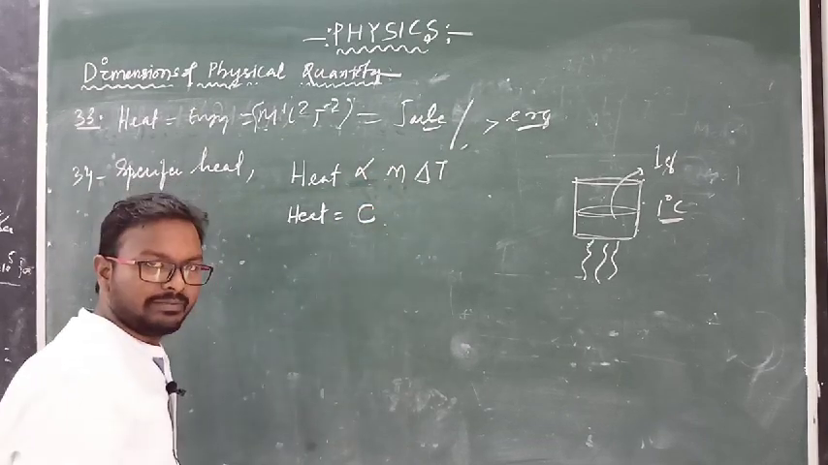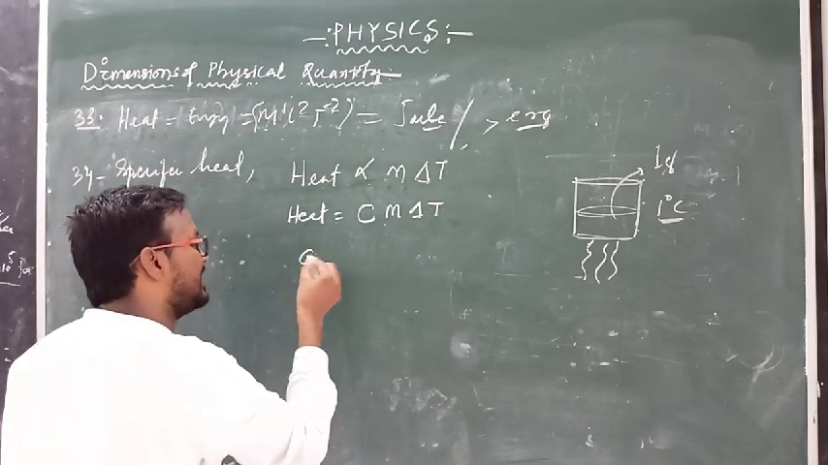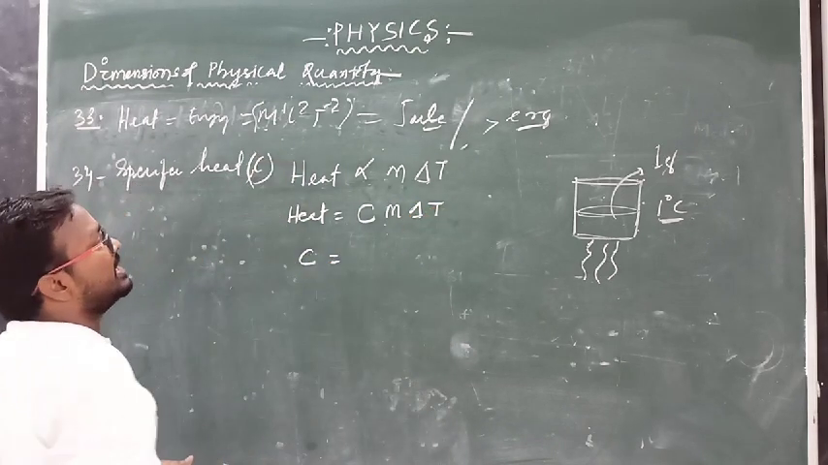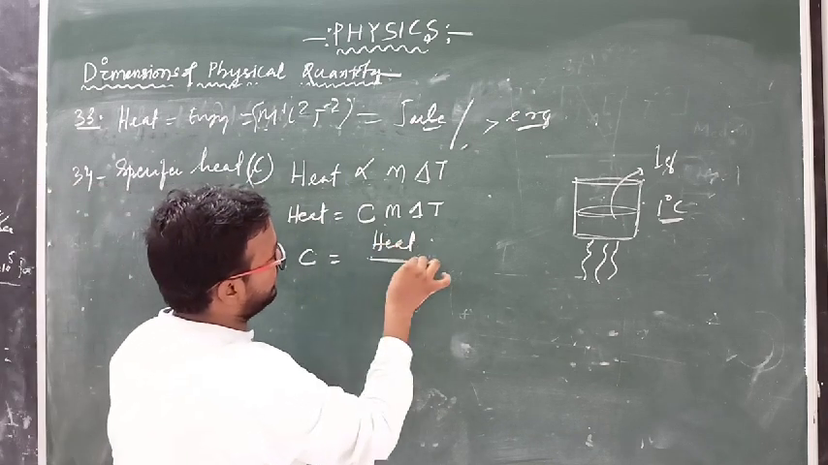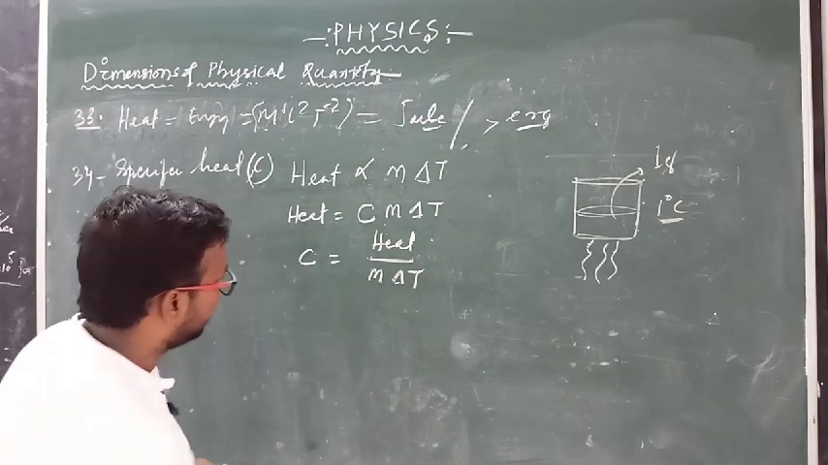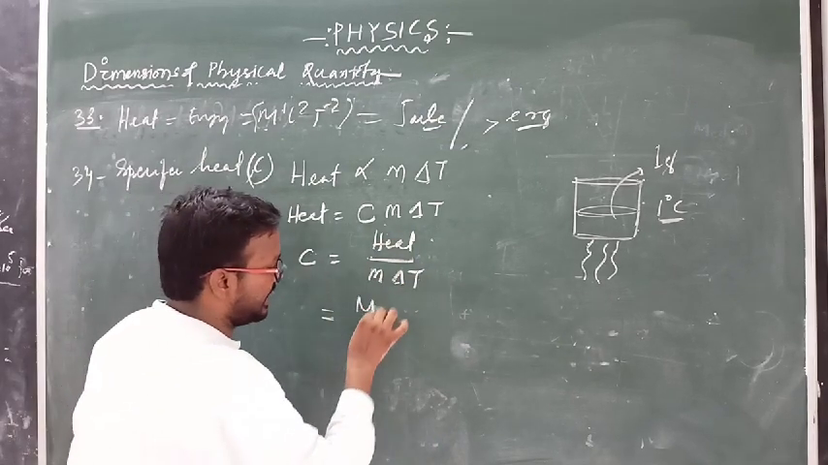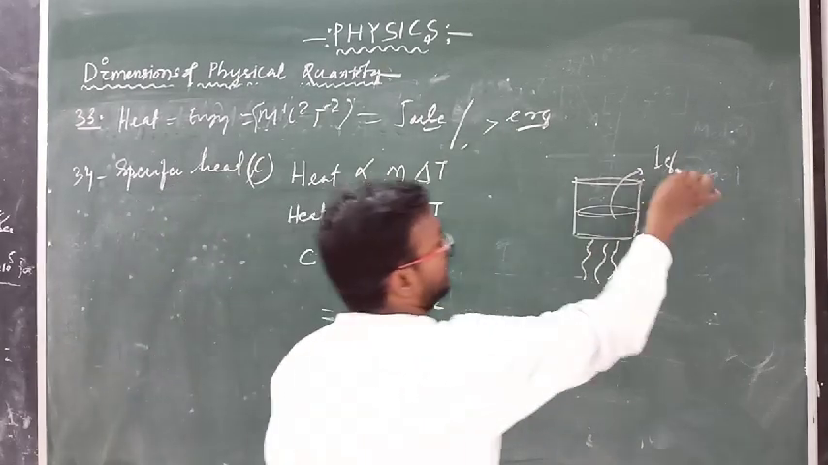And this constant is represented by C, so heat = m C delta t, and C is here the specific heat capacity, and from this formula we can write C = heat divided by m into delta t. Clear? And the dimensional formula of heat you already know, M1 L2 T^-2, divided by m. M is here 1 gram.